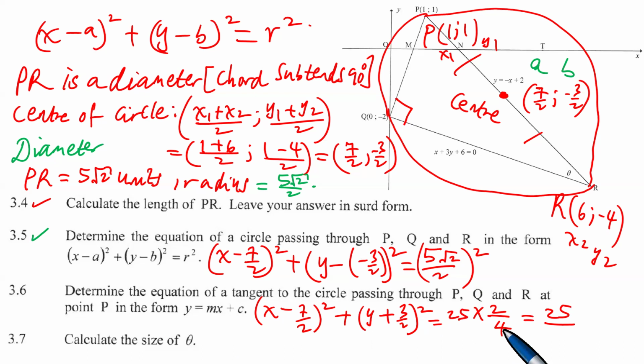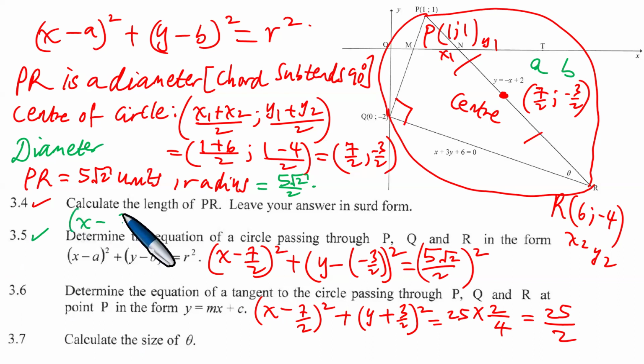Right. 25 out of 2. Excellent stuff. 25 out of 2. And therefore, this is the equation of the circle that the examiner wants. We can write it down, but more compactly, and say, okay, Mr. Examiner, the answer to the equation you want is this one here.